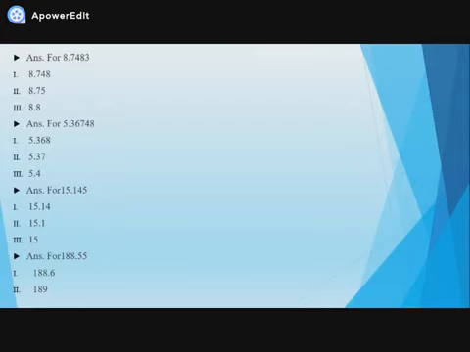And the answer for the last, 188.55. There are only two possibilities. Number 1 is 188.6 and number 2 is 189.